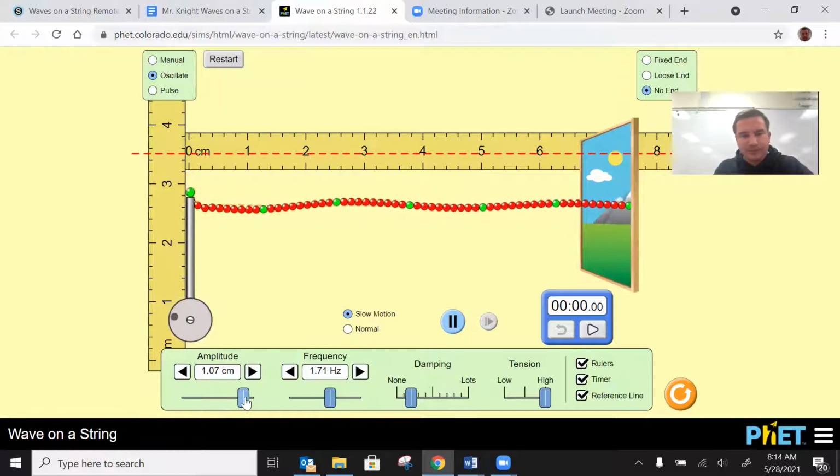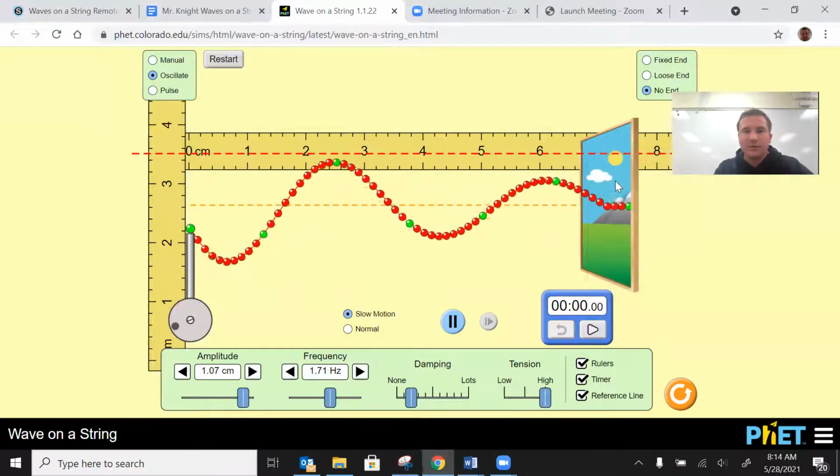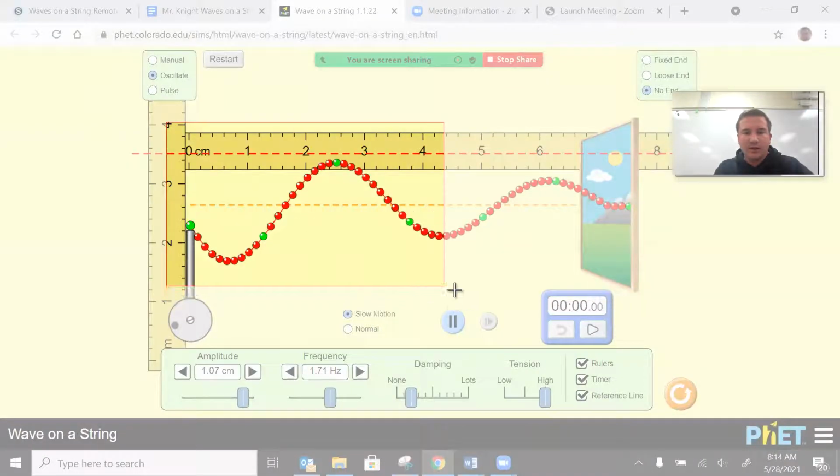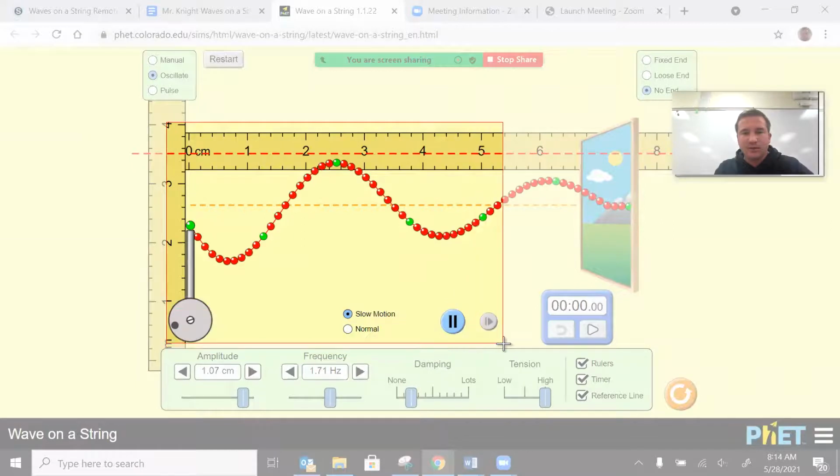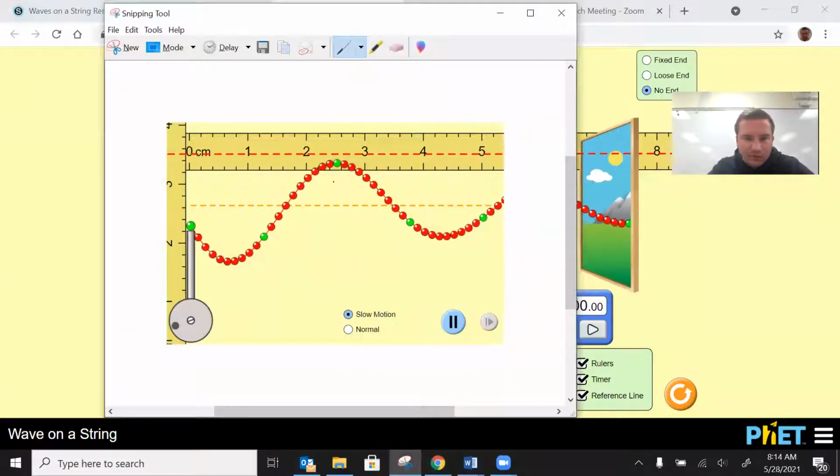And then maybe we take a screenshot, right? Or use the snipping tool. We can come in here, snip this, right? Maybe draw on a little bit. Amplitude is this part, right? And I can't write with my finger. That's terrible. You guys can do way better than that.